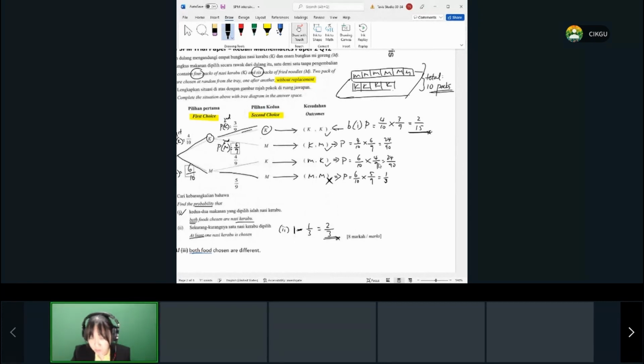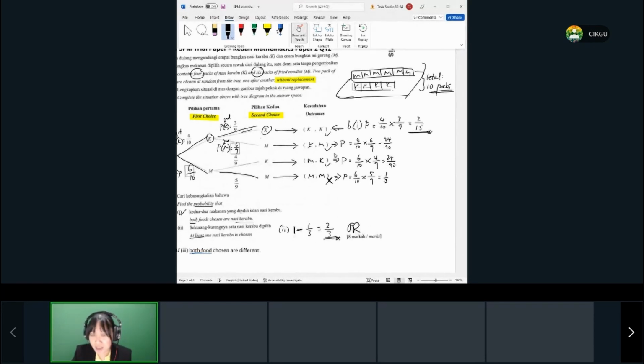Not the same. Wait. Wait, 6 over 10 times 5 over 9. How much is that? 1 over 3. Yeah. So, oof. Okay, so I blur already. Okay, this is one way to do it.